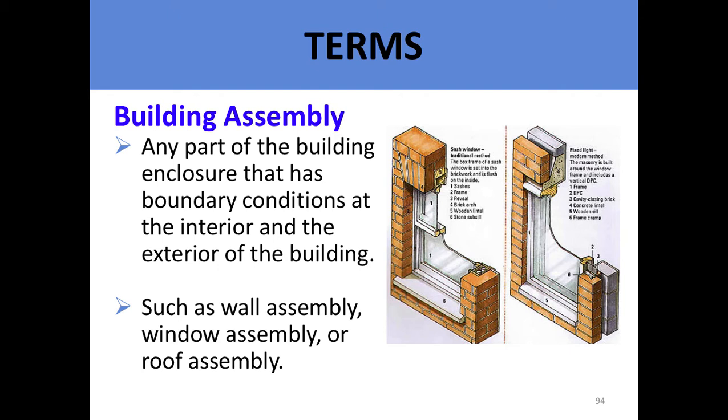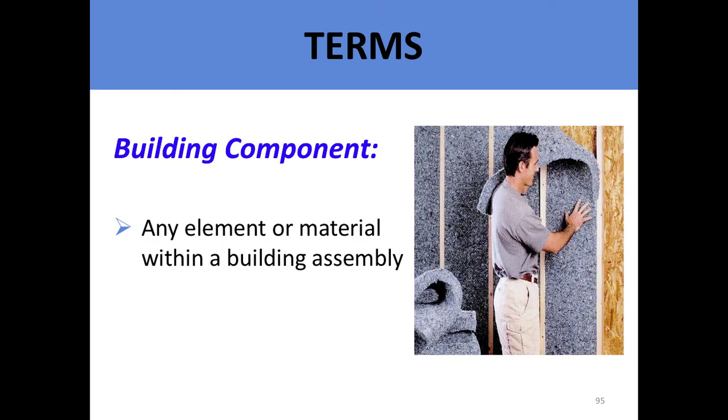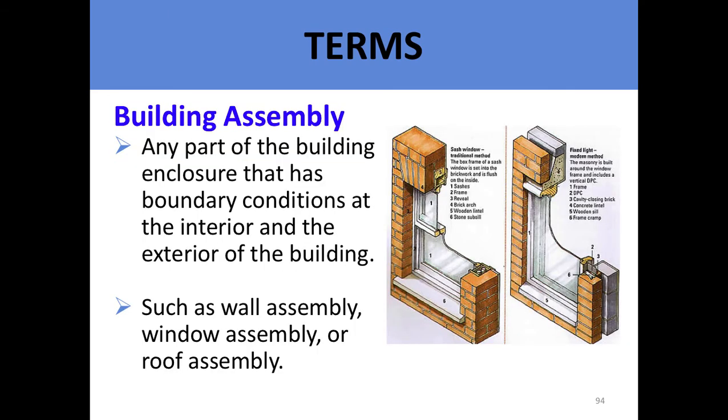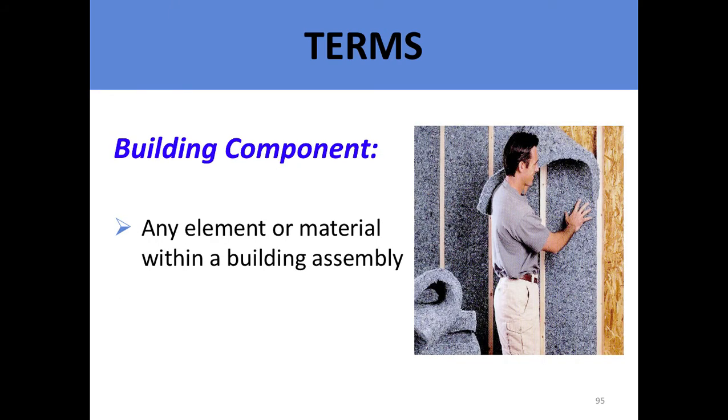Building assembly is any part of the building enclosure that has boundary conditions at the interior and exterior of the building, such as a wall assembly, or window assembly, or roof assembly. A building component is any element or material within a building assembly. If we take a look at a wall or this window, you will see that there's more than one component. You might have glass, you might have the window ledges, you might have the casing which the window glass sits in, and then you have the brick around it. Those are all components of the building assembly.